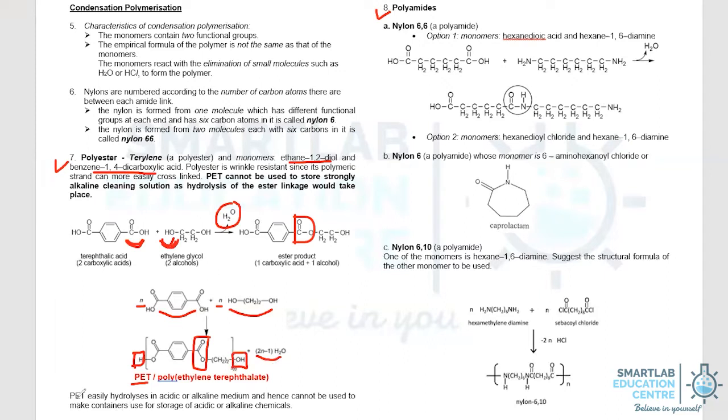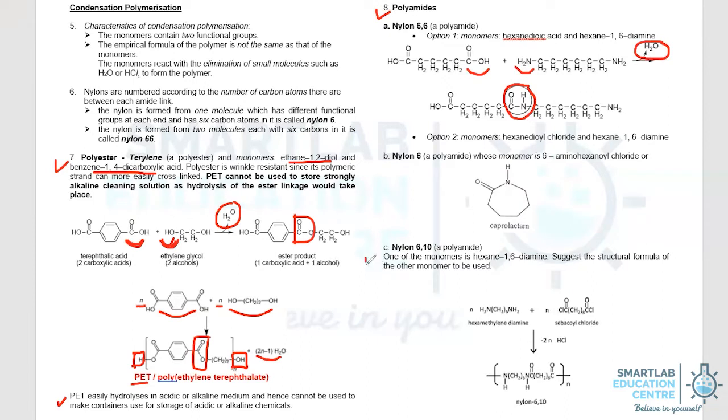It is important to note that PET easily hydrolyzes in acidic or alkaline medium, and hence cannot be used to make containers used for storage of acidic or alkaline chemicals. Polyamides. In the formation of polyamides, we will use a carboxylic acid or an acid chloride, which we'll see later in the example, reacting with an amine. This is the amide linkage that's formed. In the process, a byproduct again is produced, which is a water molecule, unlike that of your addition polymers.